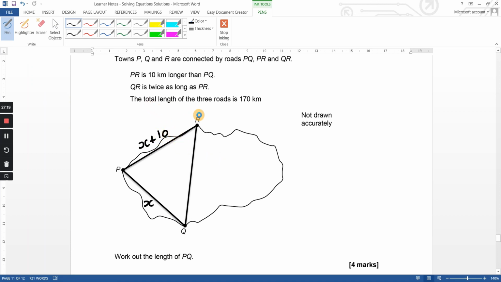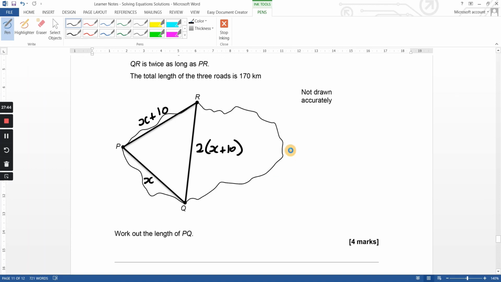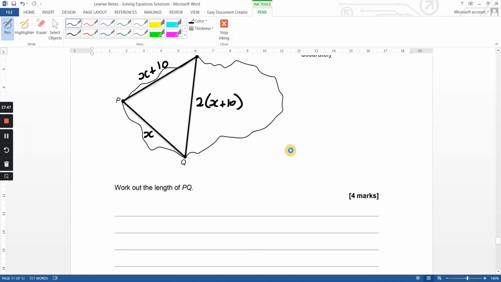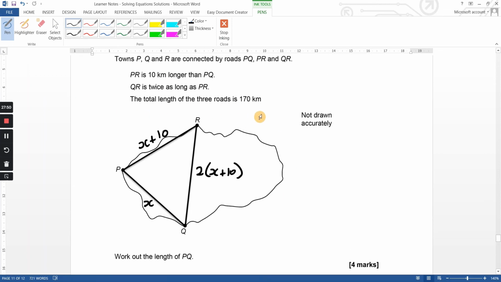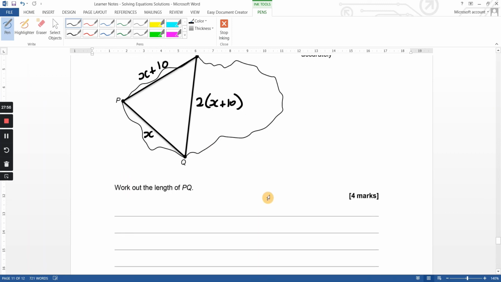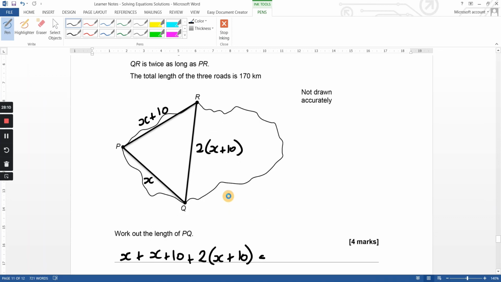And then QR is twice as long as PR. Well, PR was X plus 10, so twice that is just 2 times that. So there's your 3 values. Work out the length of PQ. We'll have to use this information here. They're saying the total length of the 3 roads is 170, so we'll have to add it all up. So let's add up X plus all of that plus all of that equals, what was it, 170.